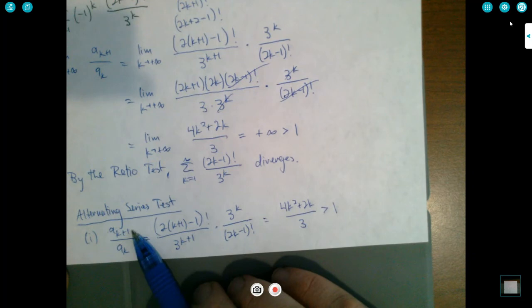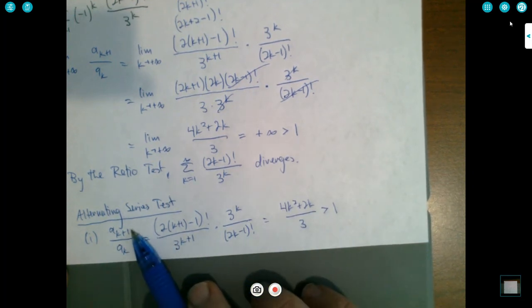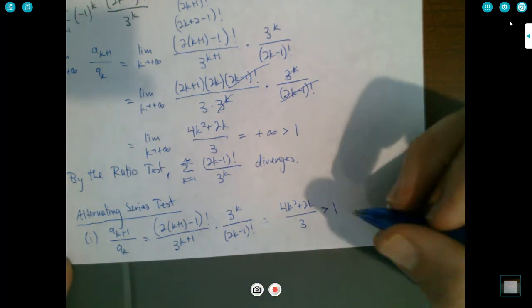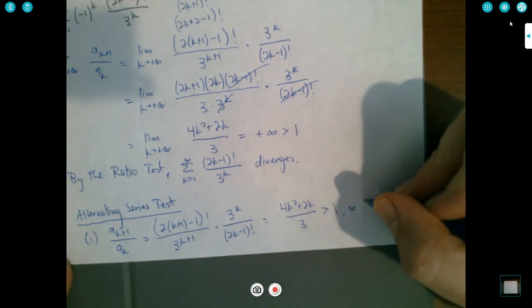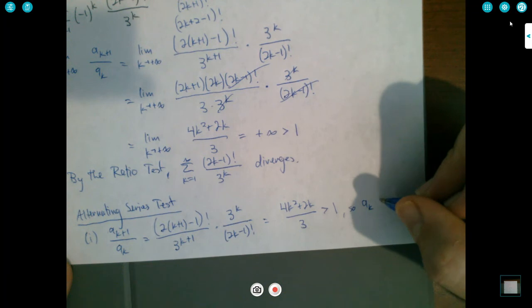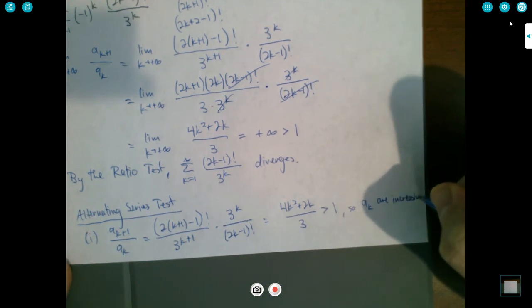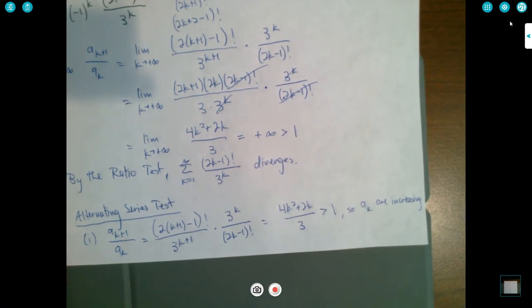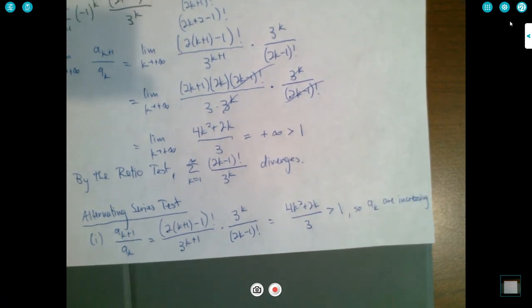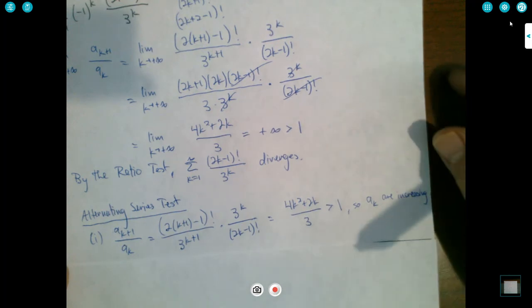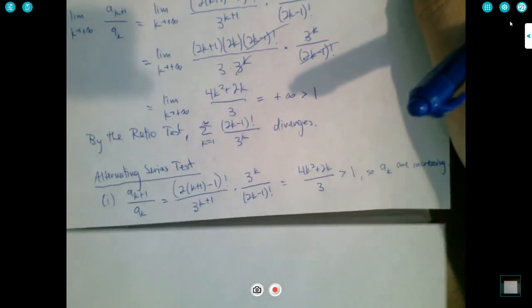So since the ratio of consecutive terms is bigger than 1, that means a sub k plus 1 has to be bigger than a sub k. Right? So the a sub k's are increasing. Okay, so I'm not even going to check condition 2 because condition 1 fails, right?